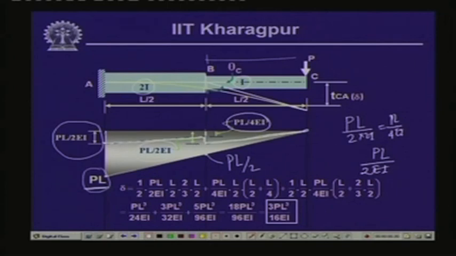Now, we will have to employ this M by EI diagram to compute the value of the slope and the deflection. Now, for computing the deflection or the slope, what do we need? We need to use the moment area method, and for using the moment area method we will have to employ the moment area theorems, and as you know, for employing the moment area theorems we will have to deal with the M by EI diagram.